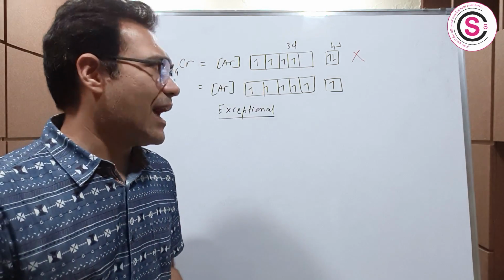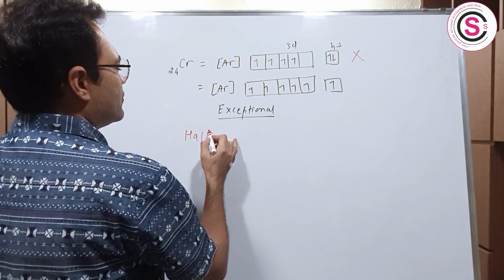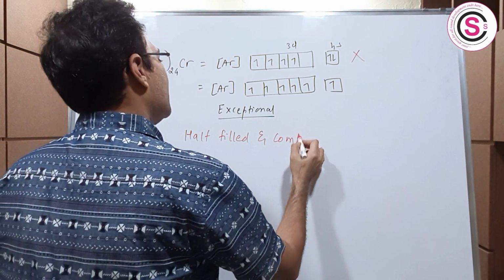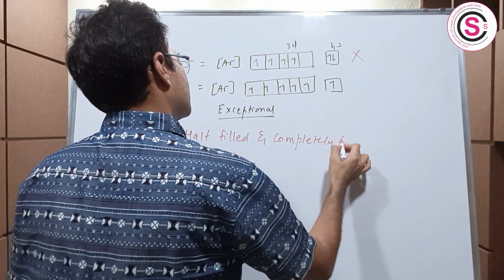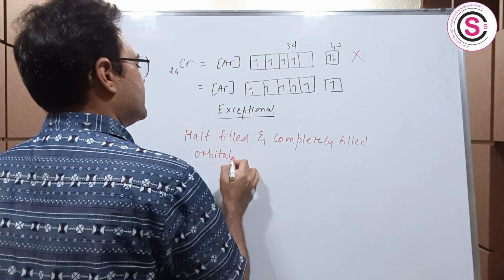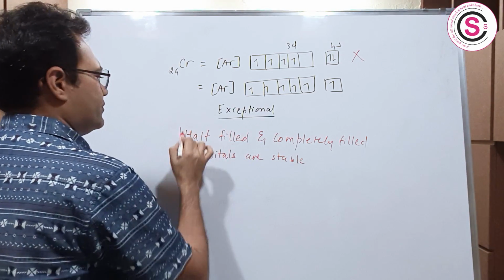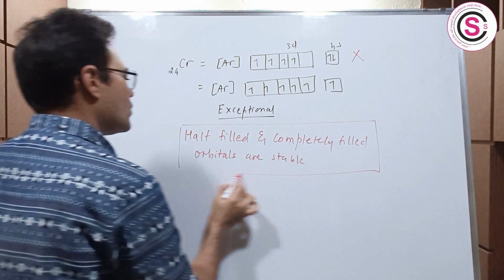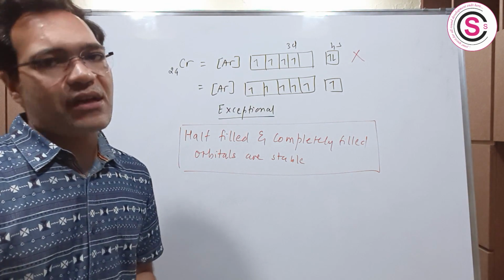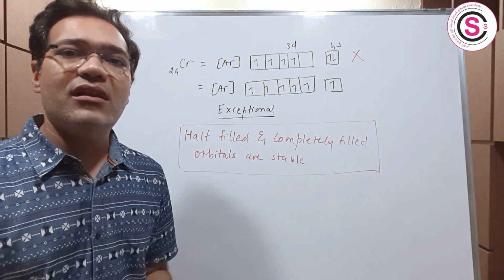Now the question is, sir, why is this happening? This, my dear students, happened because half filled and completely filled orbitals are stable. Remember this, that half filled and completely filled orbitals are always stable. Now, why are they stable?